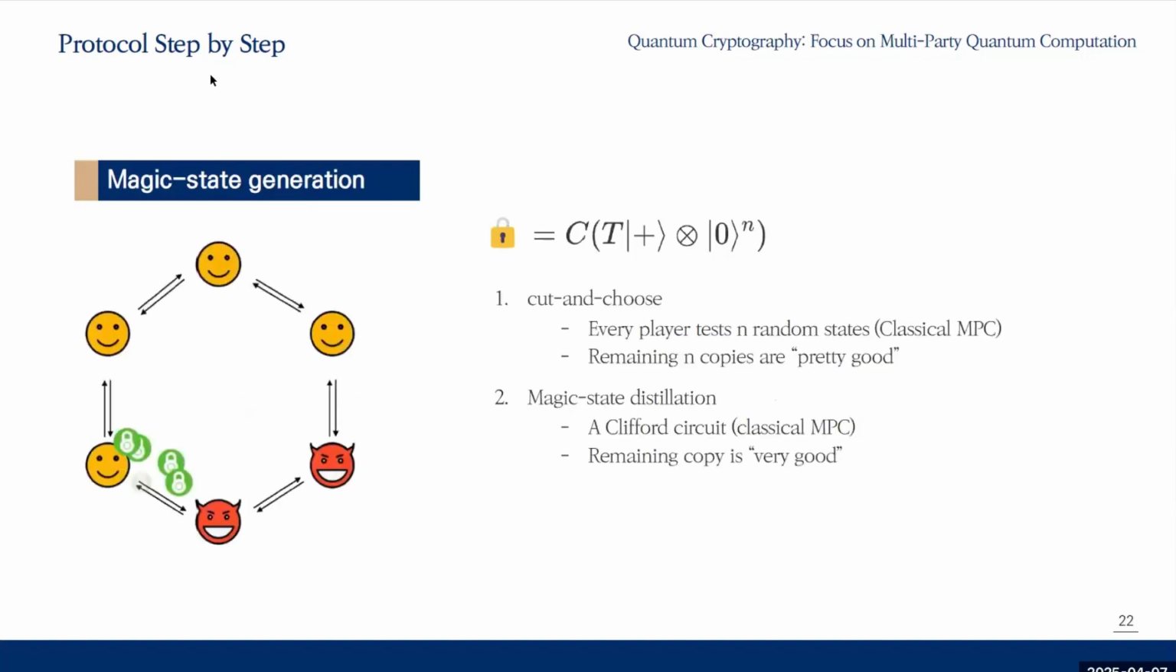And for non-Clifford operation, we need magic states. The process consists of two main steps. First, the cut and choose phase, where each player tests n random states using classical MPC. The remaining states are pretty good. And second, the magic state distillation step uses Clifford circuits to further improve the quality, leaving us with one very good magic state. Throughout this process, classical MPC coordinates the operations and ensures security.